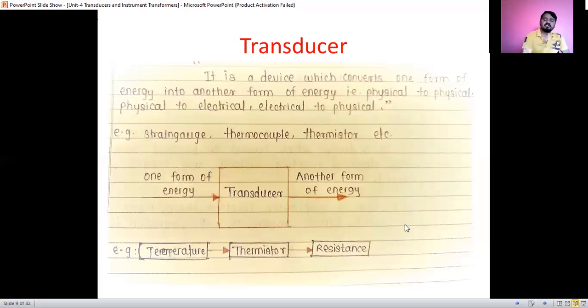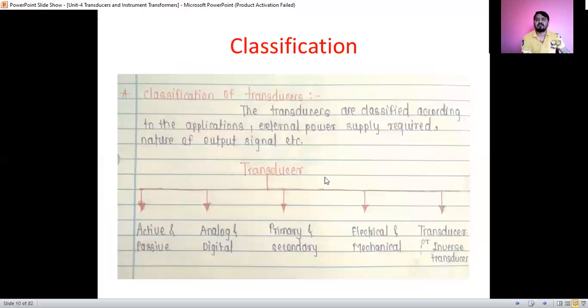So these transducers are classified into different types here. The transducers are classified according to the applications, external power supply required, nature of output signal. Based on the power supply, based on the input and output we have classified into analog and digital. Based on the physical and electrical, we have classified primary and secondary. Based on electrical and physical, again classified into electrical and mechanical.